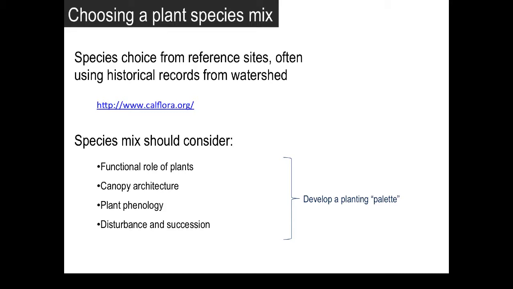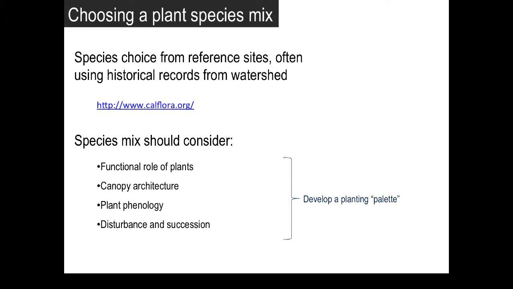We also have to consider plant phenology, so that all those functional roles and that canopy architecture are maintained throughout the seasons. We have to consider what disturbance we're likely going to encounter over time at the site and how ecosystem succession is going to occur. And we may have to account for putting species in the species mix that will allow succession to occur.